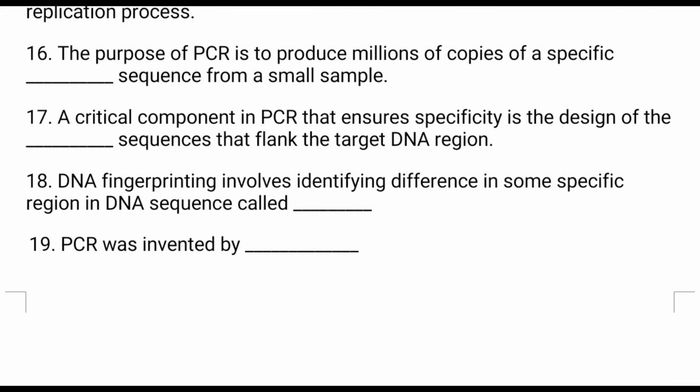A critical component in PCR that ensures specificity is the design of the dash sequences that flank the target DNA region. The correct answer is primer. Primer sequences that flank the target DNA region. Let's see the next question.